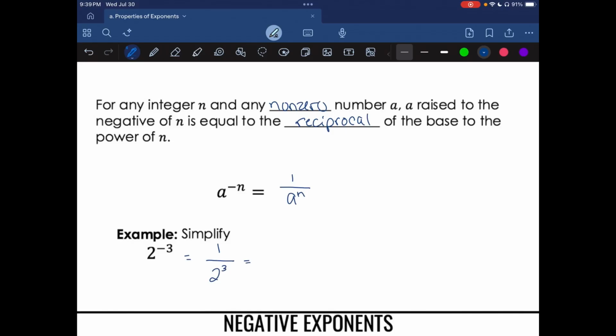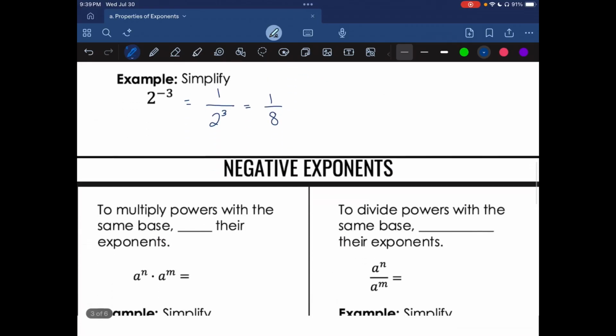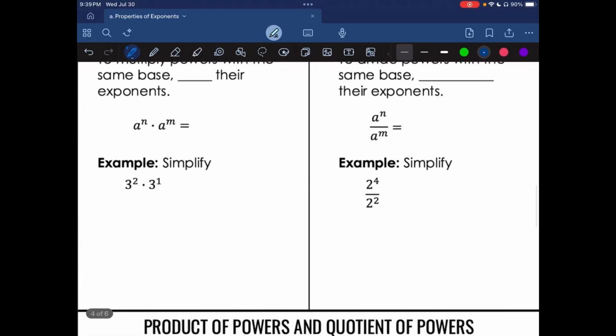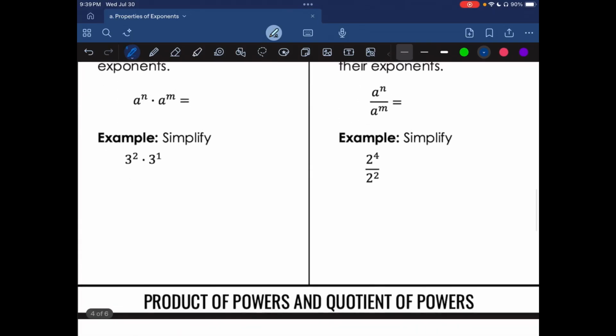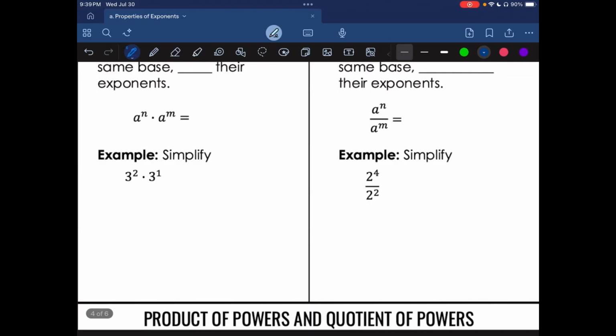All right, next we have two properties that kind of go together. So product of powers, so things with exponents, finding the product, that's going to be multiplication. Right, so maybe right over here, this one is multiply. You're multiplying your bases, and here you're dividing your bases, the quotient of powers.